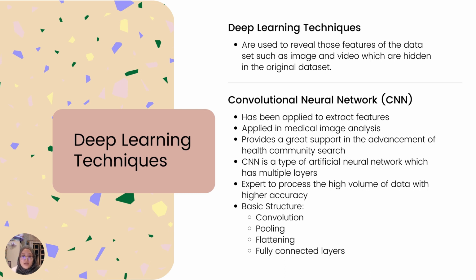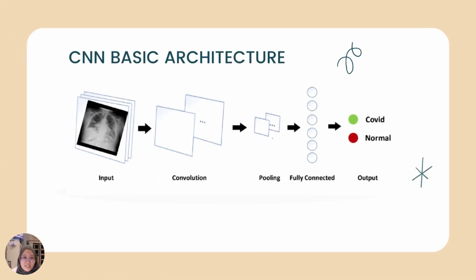The basic architecture of CNN will be shown in the next slide. As you can see, the basic architecture comprises the convolution, the pooling, the flattening, and fully connected layers. The figure also shows the input X-ray image, the network, the pooling, and the output of the X-ray.